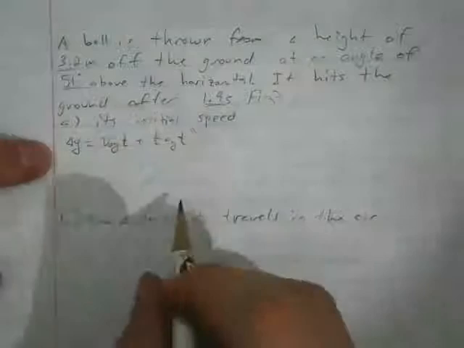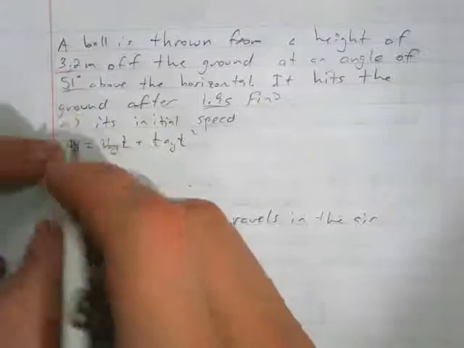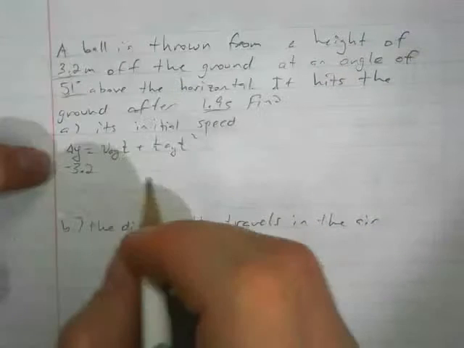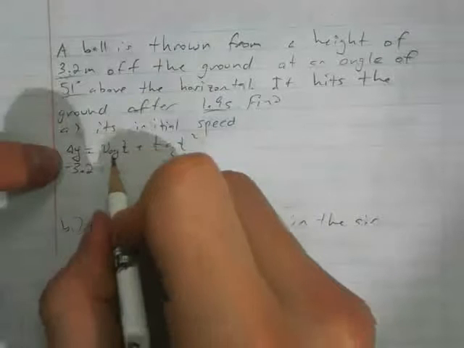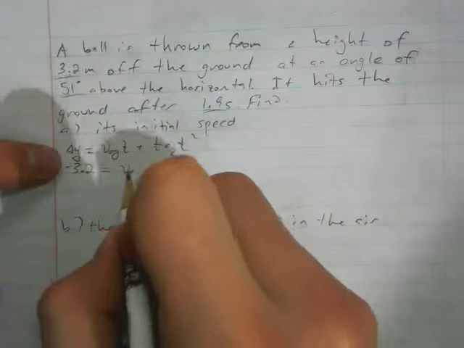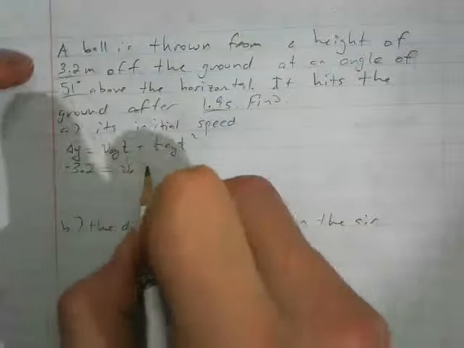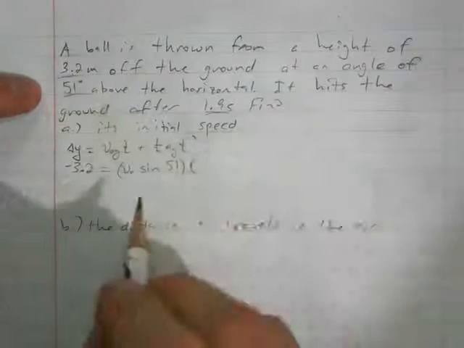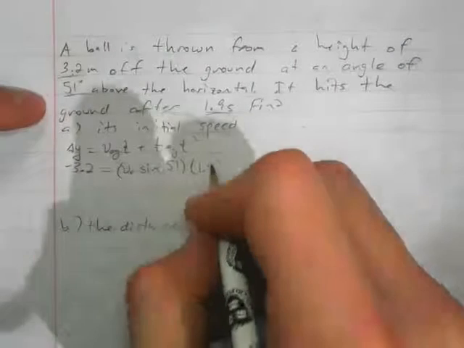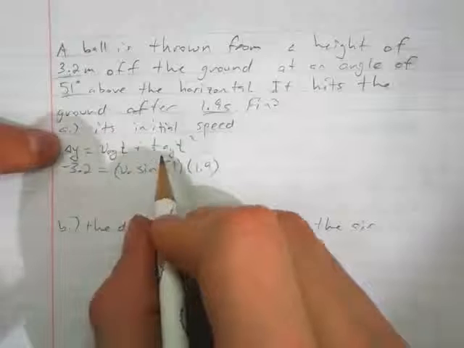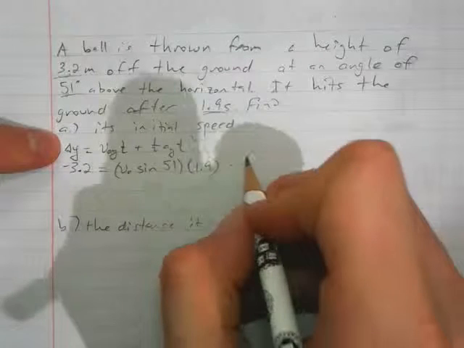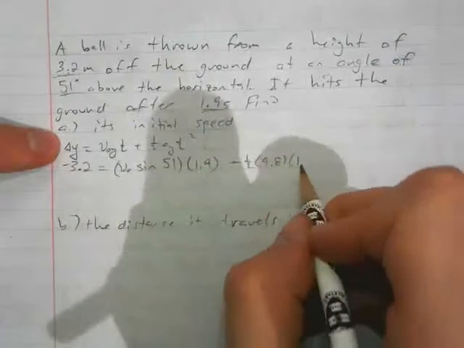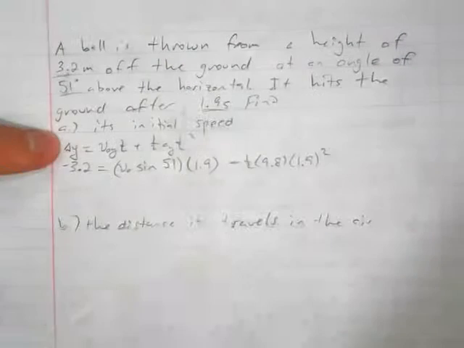And we can just plug in what we know. We're going from 3.2 meters off the ground to ground height, so our change in height is 3.2 meters downward, or negative 3.2. Initial velocity in the y direction is the initial speed, the magnitude of the initial velocity, times the sine of 51, times time, 1.9 seconds. And our acceleration is 9.8 meters per second squared downward, so that is negative 9.8 if we're calling down negative. Time again is 1.9.